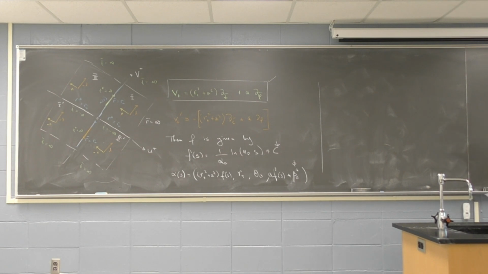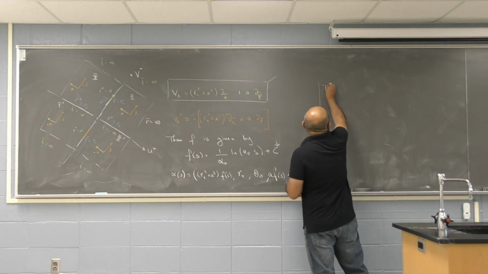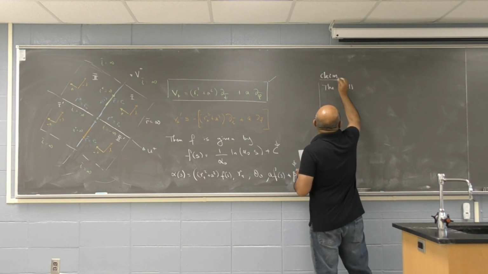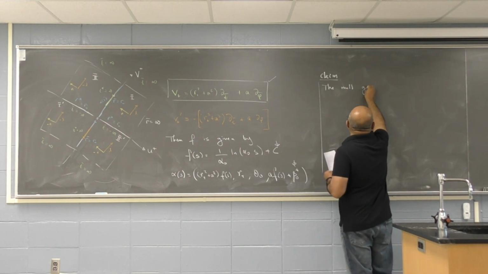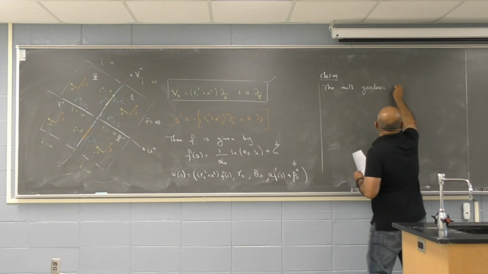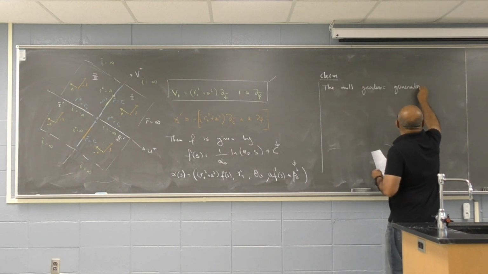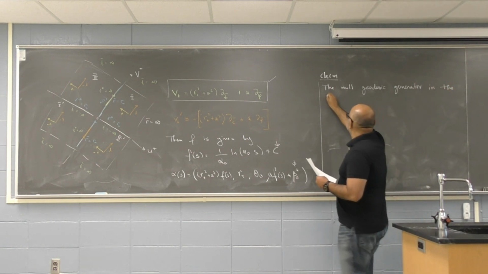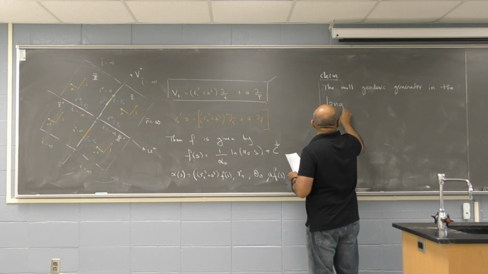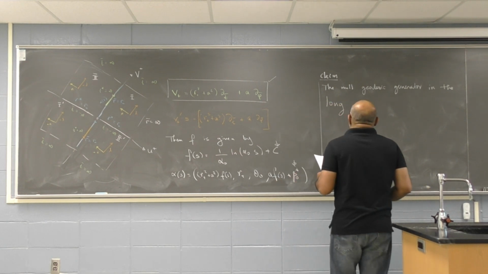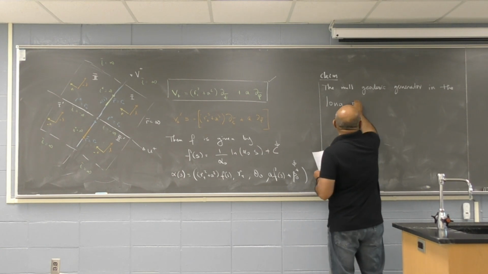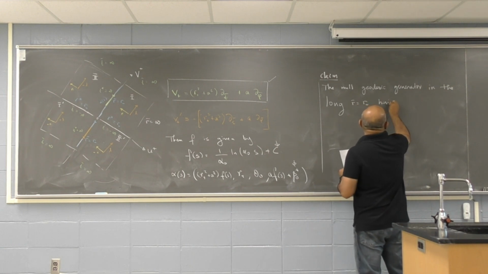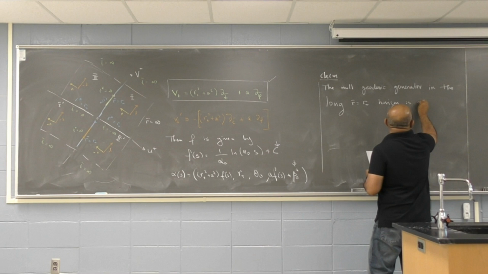All right. So here is the claim, perhaps. The null geodesic generator in the long R bar equals R plus horizon is complete.